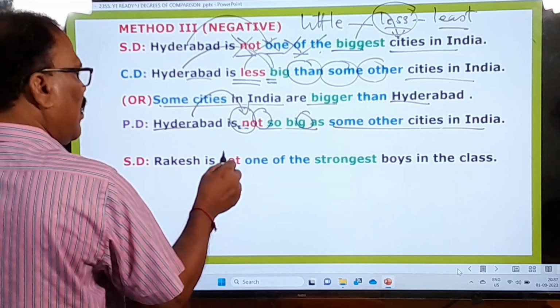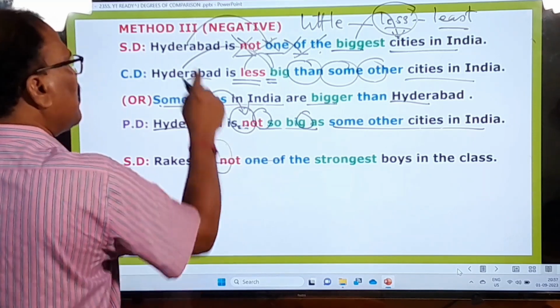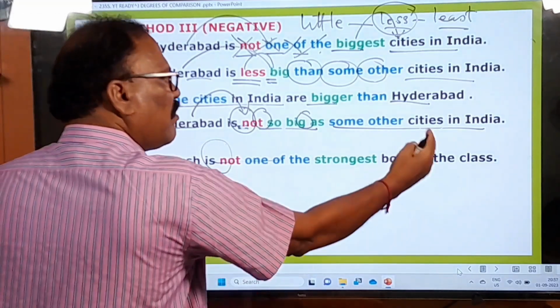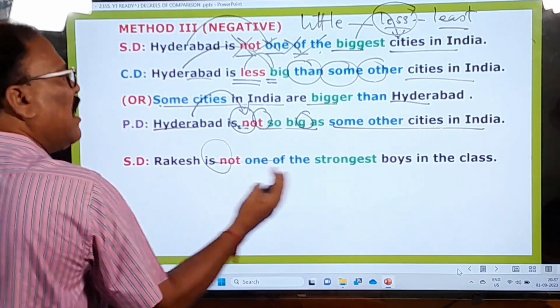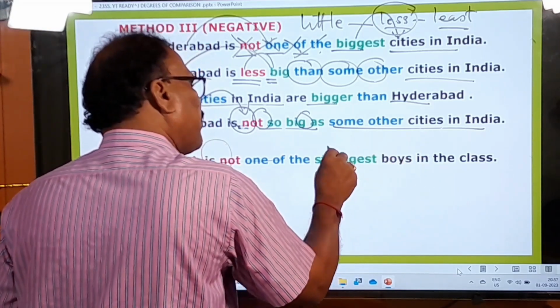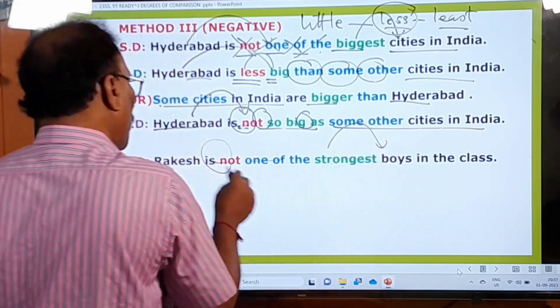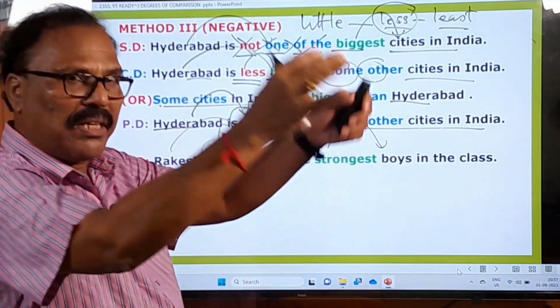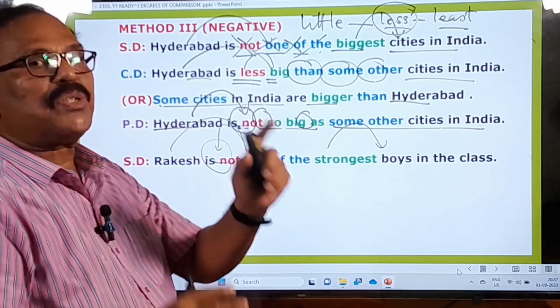So it is not one of, that means method 3 negative. So not one of that. That means Rakesh is not, we have to take the meaning of this superlative degree from the back of the sentence. How? Class loni atyanta balavantulaina abbayilalo Rakesh okadu kaadu. Class loni atyanta balamaina pillallo Rakesh okadu kaadu.